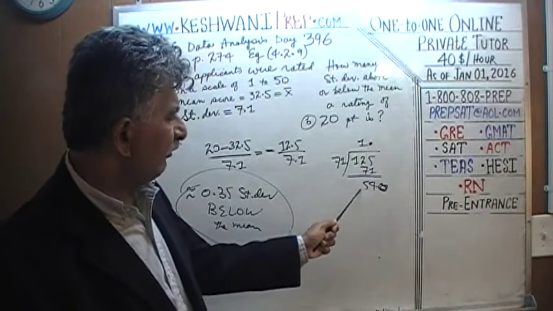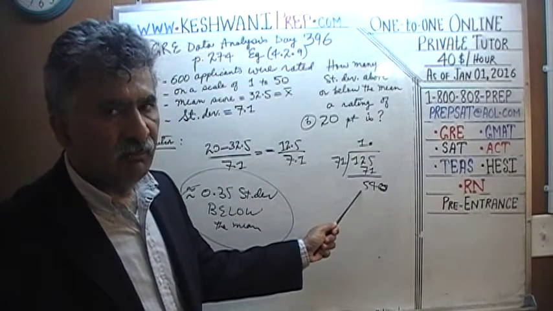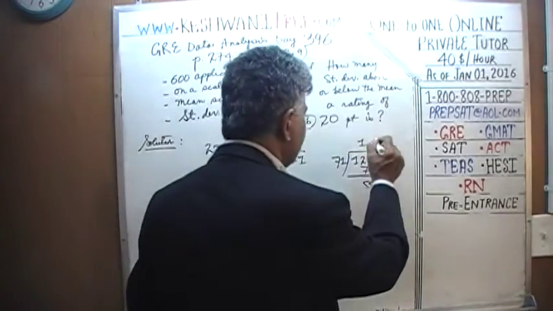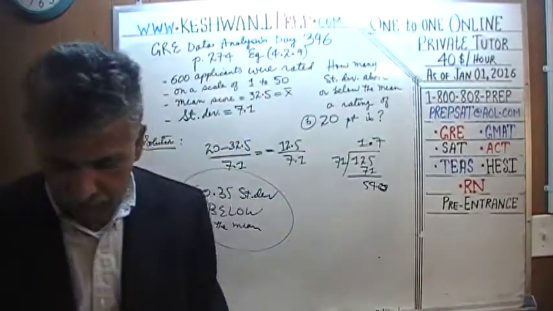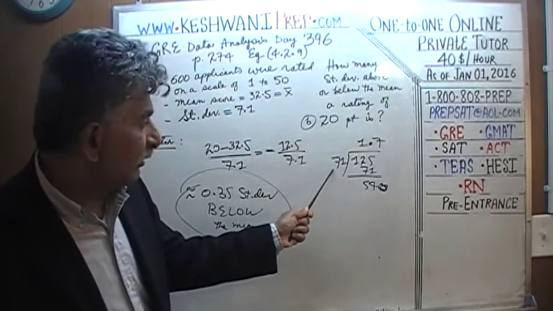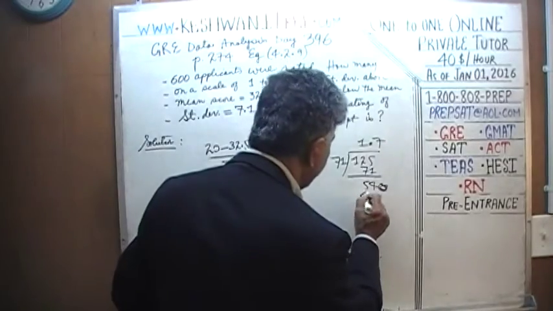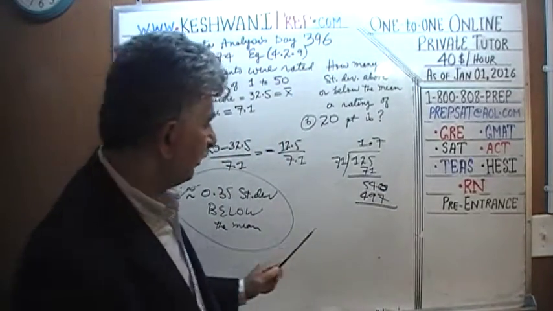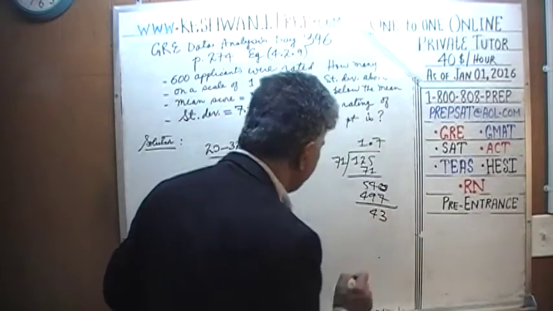7, how many 7s does 54 have? 54 has 7 7s. 7 7s are 49. Except it's not going to be 490, it's going to be 497. 500 would have been exactly 40, so it's going to be 43.